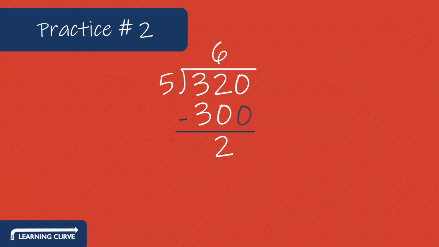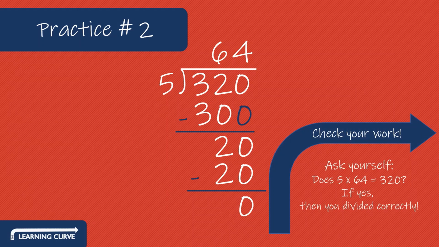We're going to bring down that 0. Now we have 20. How many times does 5 go into 20? And the answer to that is going to be 4. 5 times 4 is 20, and once again we're going to have 0 as a remainder. So here we read this as 320 divided by 5 is 64. Remember, you can also check your work by multiplying.